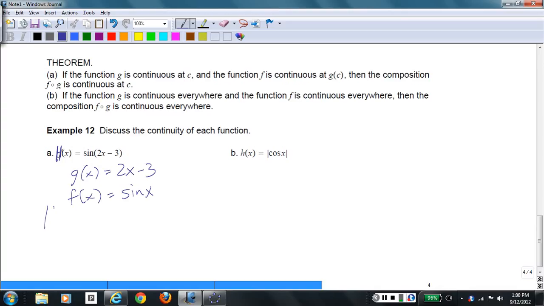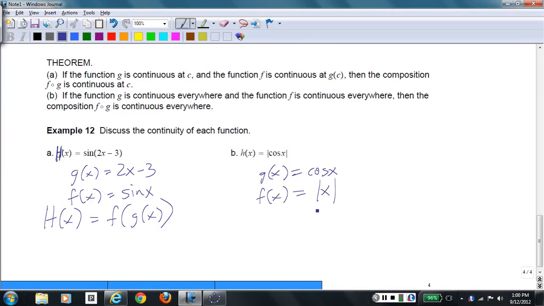So big H of x then will be the composition f of g of x, and according to the theorem above, since f and g are both continuous everywhere, likewise is the composition of these continuous functions. Little h of x, cosine x, if we let little g of x equal the inside function, cosine x is defined everywhere, also continuous everywhere. F of x is the absolute value function.